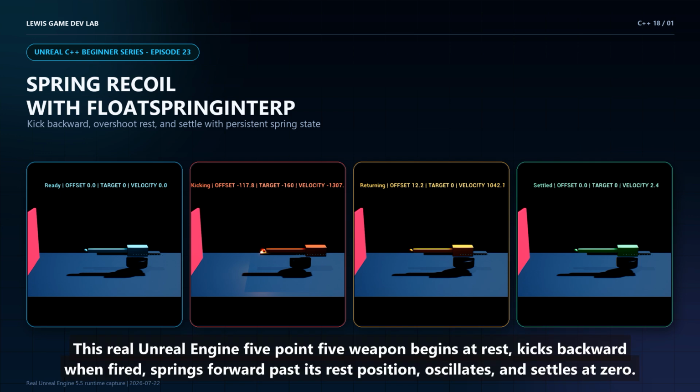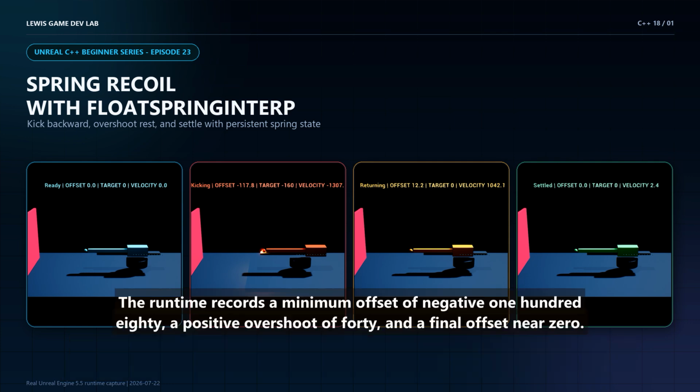This real Unreal Engine 5.5 weapon begins at rest, kicks backward when fired, springs forward past its rest position, oscillates, and settles at 0. The runtime records a minimum offset of -180, a positive overshoot of 40, and a final offset near 0.